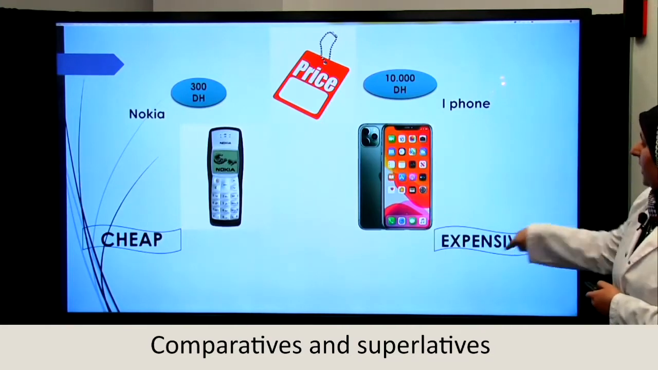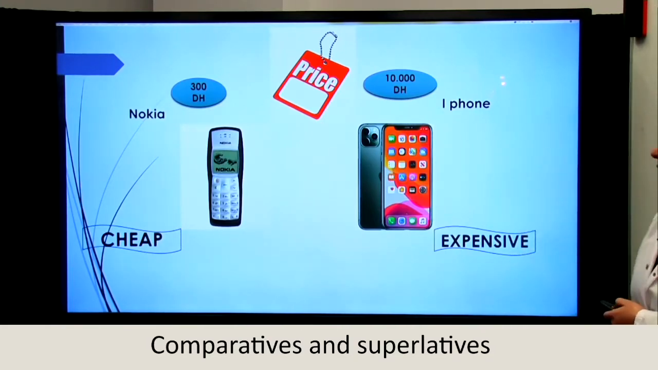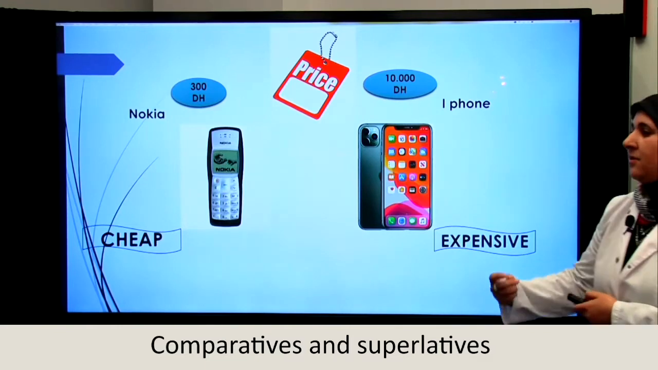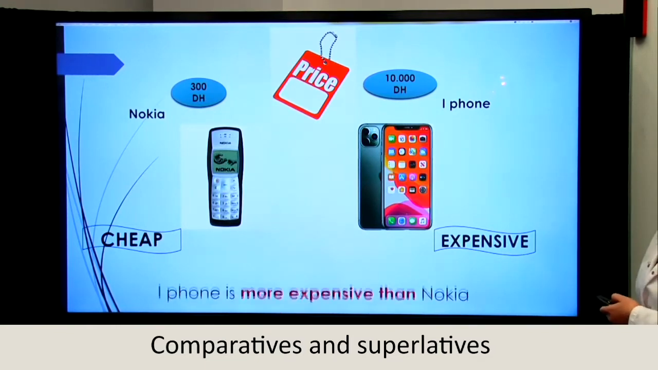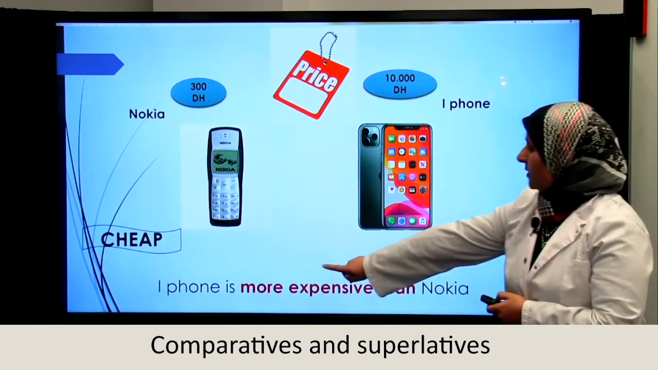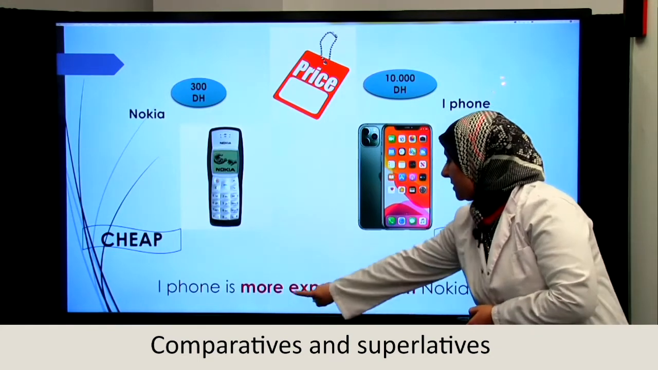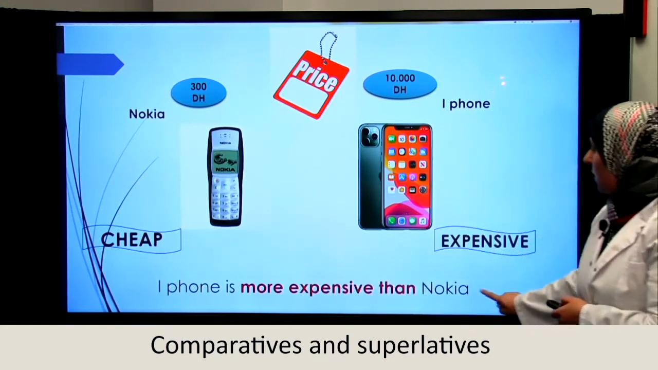But if we want to compare using the adjective expensive, of course it will be heavy to say expensiver. So here the rule, we can't use ER. So how can we compare? We say iPhone is more expensive than Nokia.